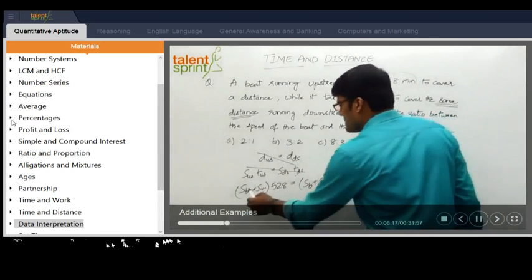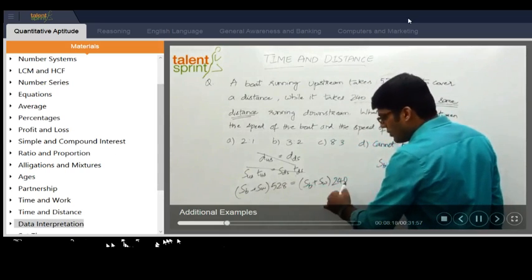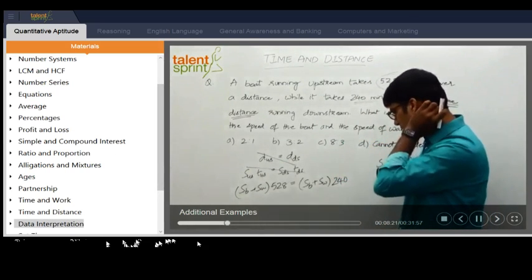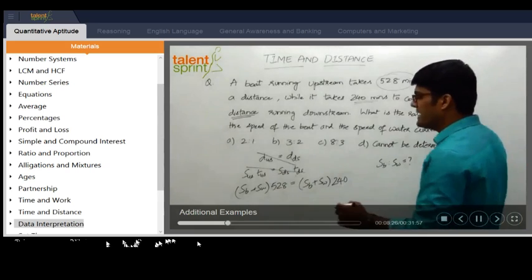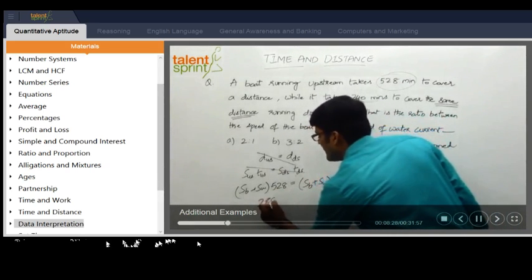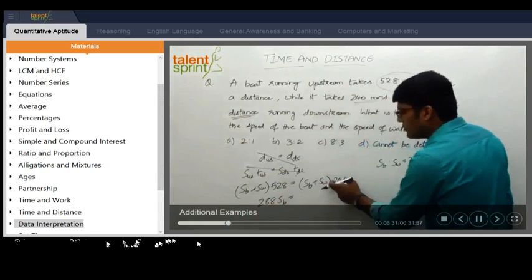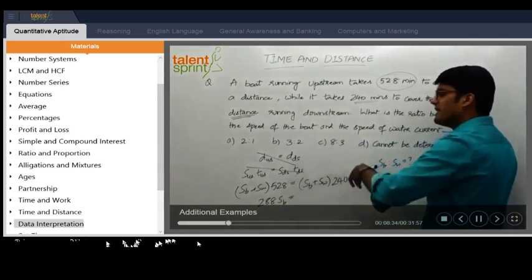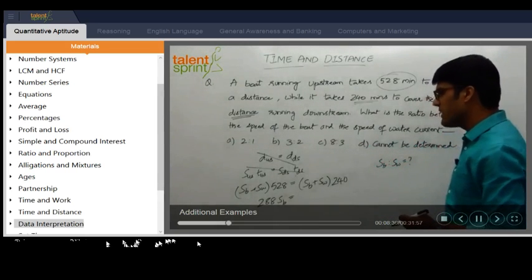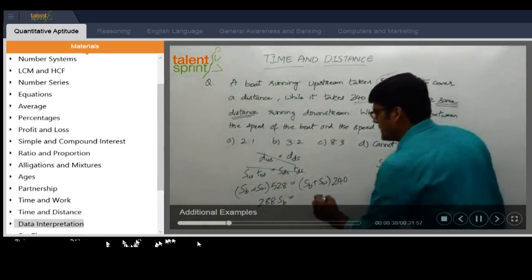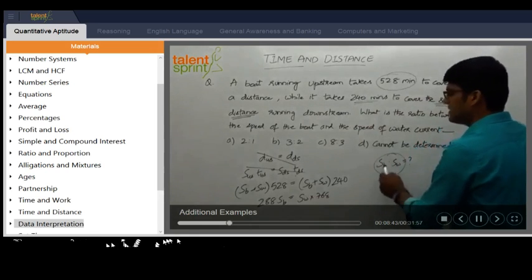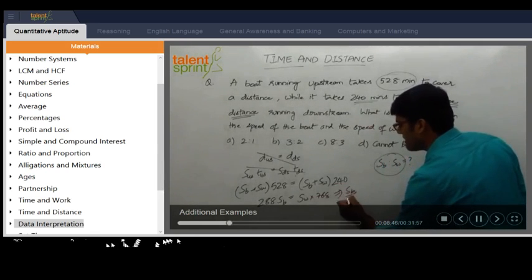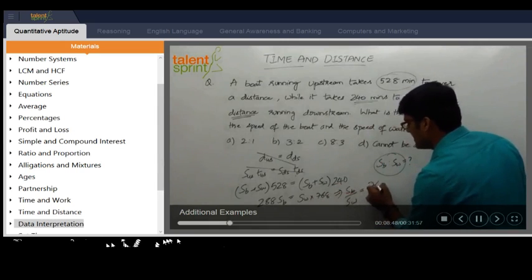So what do we get? See, 528 into speed of the boat minus 240 into speed of the boat. So how much will that be? 528 minus 240, it will be 288. So we can say 288 into speed of the boat equals to 240 into speed of the water plus 528 into speed of the water. So 240 plus 528, how much will that be? 768. So speed of the water into 768. What we need here is speed of the boat is to speed of the water. So we can say speed of the boat by speed of the water will be 768 upon 288.